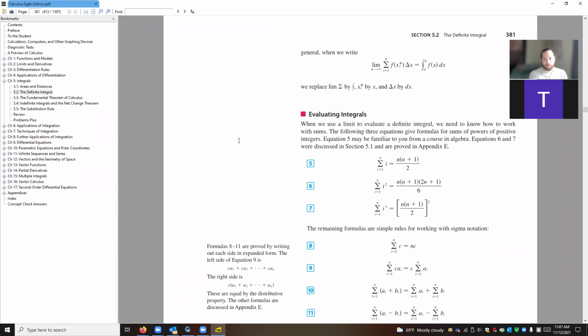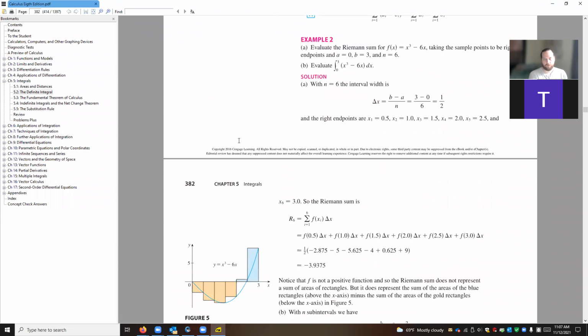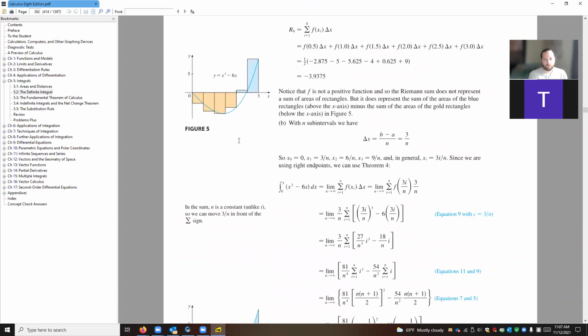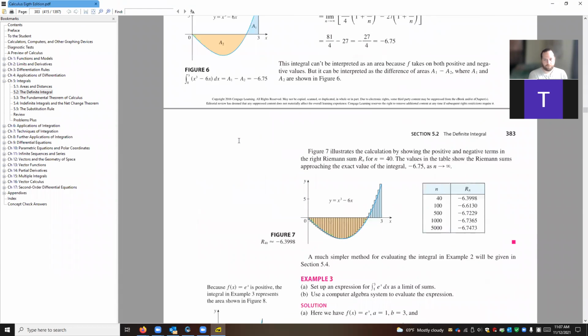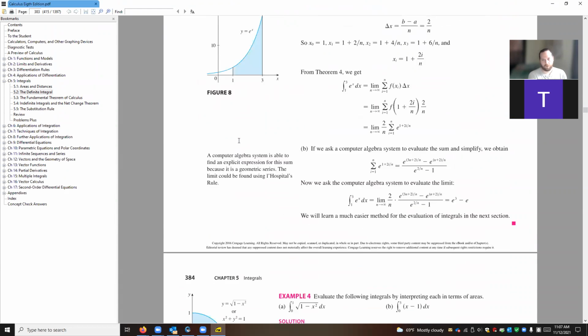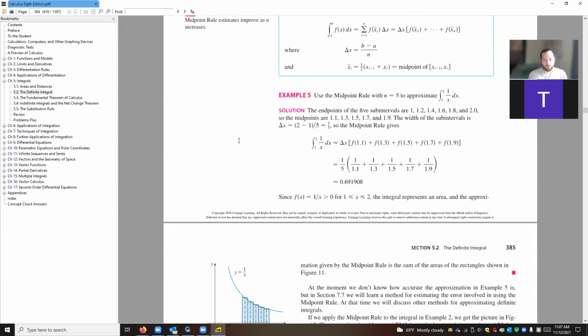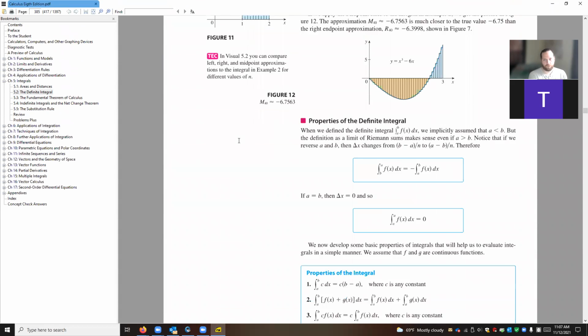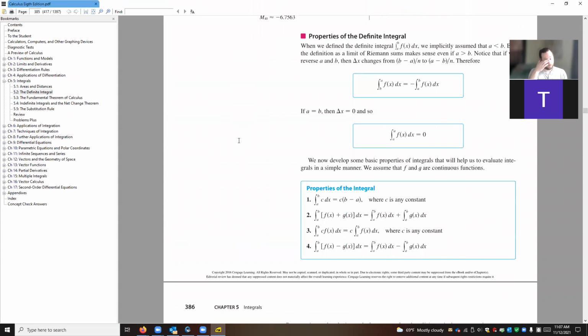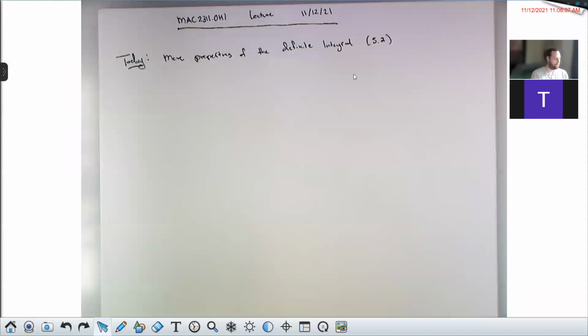Continuity, integrability, evaluating integrals. We've done plenty of this. Sums. We've done plenty of this. We can do a little more practice with those if we want. Evaluating integrals as areas is fun. Midpoint rules I'm not going to make you do. But here are the properties that I'd like to summarize. So let's do it.